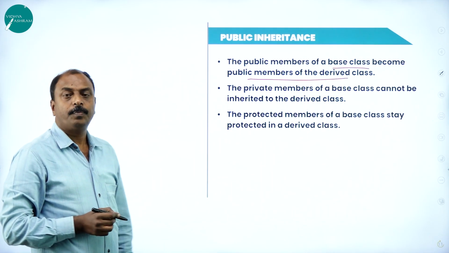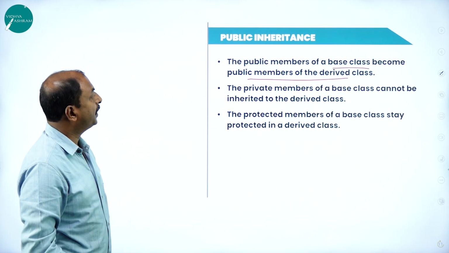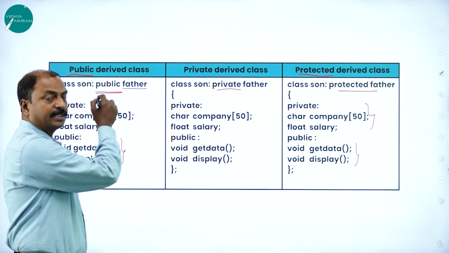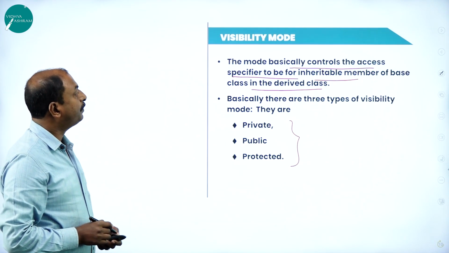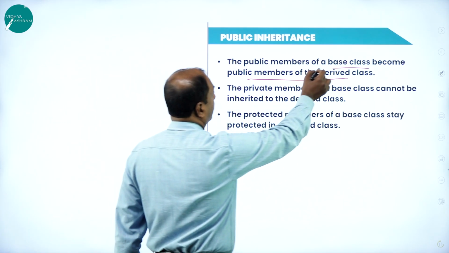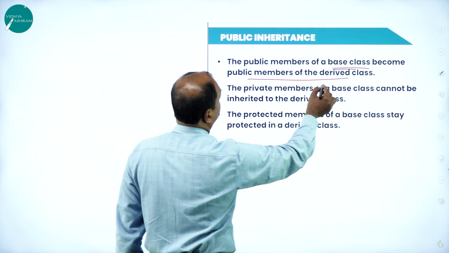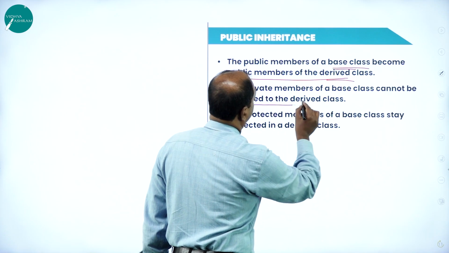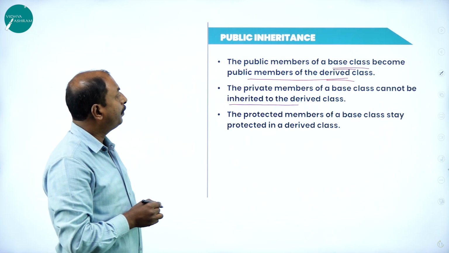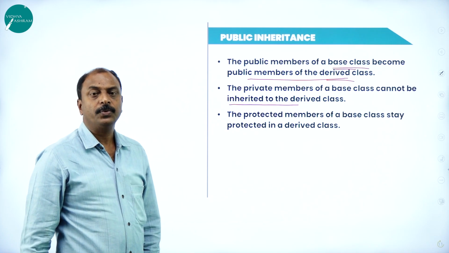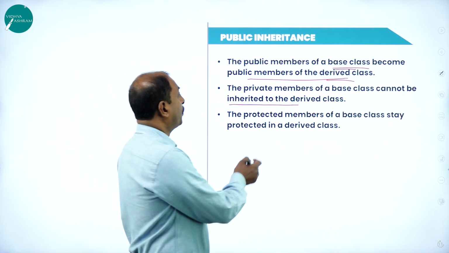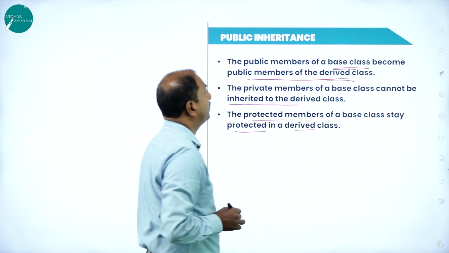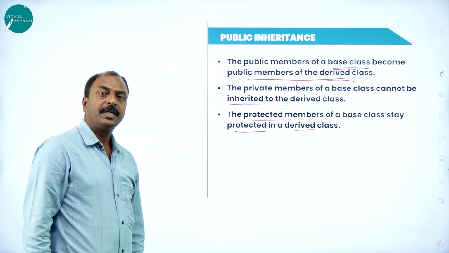So this is a definition of public inheritance. What is public inheritance? If you look at the example, this is a public inheritance. In the public inheritance, the public members of base class become the public members of the derived class. Now, the private members of base class cannot be inherited. That is the common property of inheritance. Private members of base class cannot be inherited in any visibility mode. The protected members of a base class stay protected in the derived class. See, this is the definition of public inheritance.